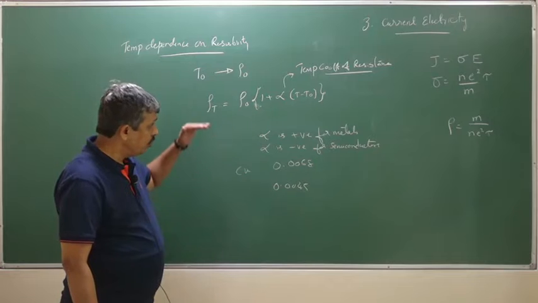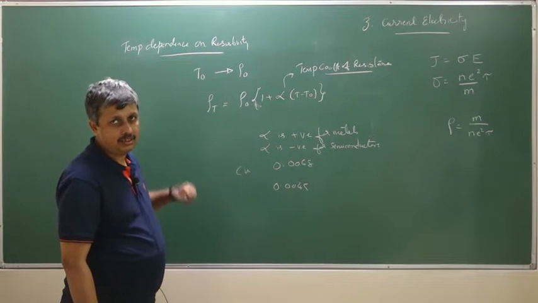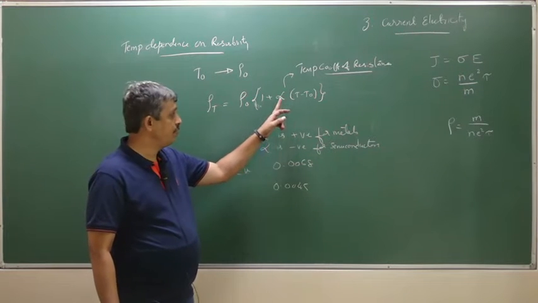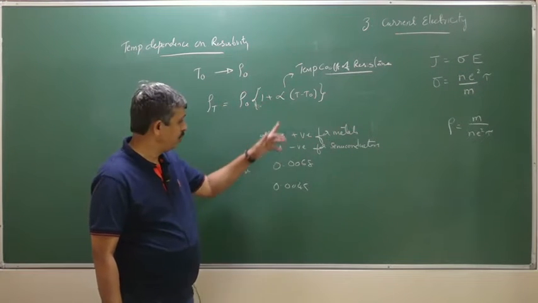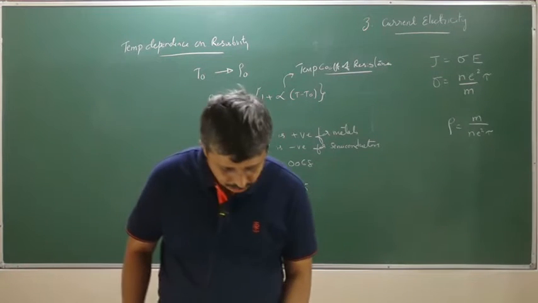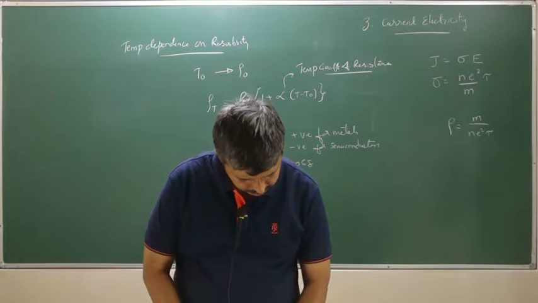So though the formula is the same for both semiconductors and conductors, the alpha value will be different. And alpha for semiconductors is basically negative, and for conductors it is positive. Okay. So let's just solve one question to be able to understand this better.